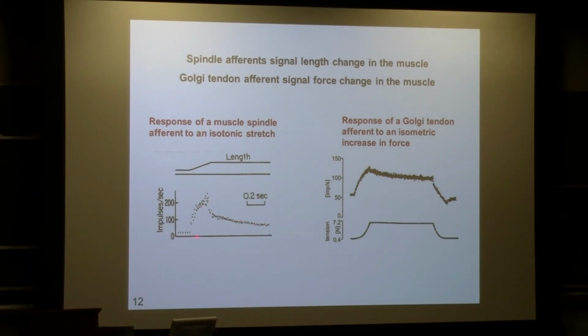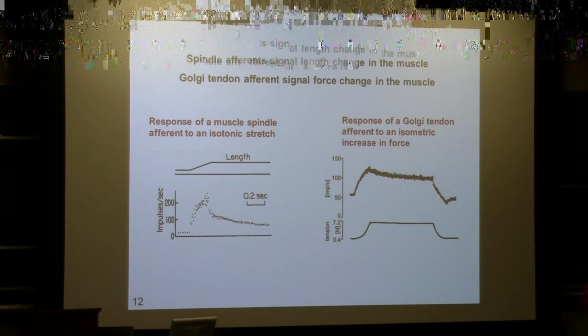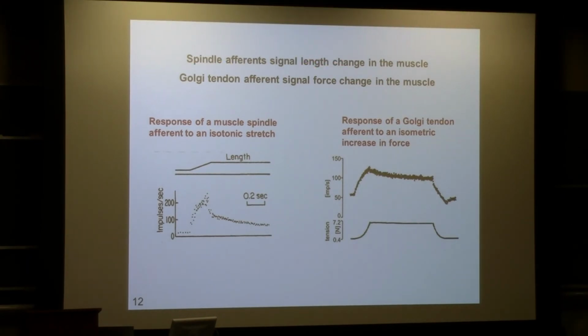So there's some length being represented. The length is larger here than here, so you see the activity is higher, and then there's this period when the length is changing. So spindle afferents are particularly sensitive to velocity, but also sensitive to length, which you see here. Now, this is called an isotonic stretch. What that means is that the alpha motor neuron activity is kept constant, isn't changing. All that's changing is the length of the muscle.